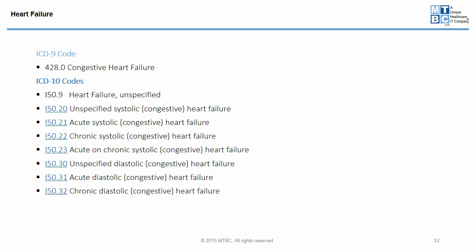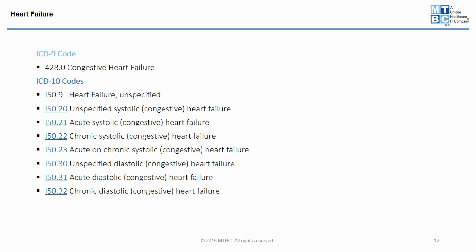So if you put systolic congestive heart failure, and we don't know if it's acute or chronic, we can use I50.20. If you do document acute systolic congestive heart failure, we can use I50.21. We cannot assume if it's acute or chronic. We would have to put unspecified. Again, the same thing. Going down, we have acute on chronic.